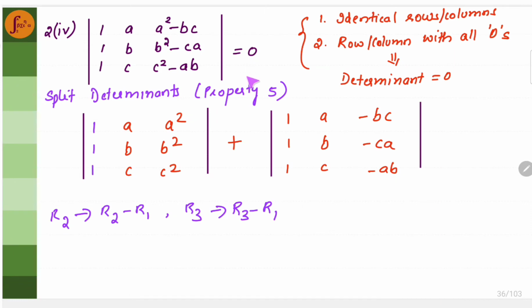This is another example. This is slightly tricky. We'll have to use another property here, property number 5, because if you see here, there is a subtraction of two terms, right?